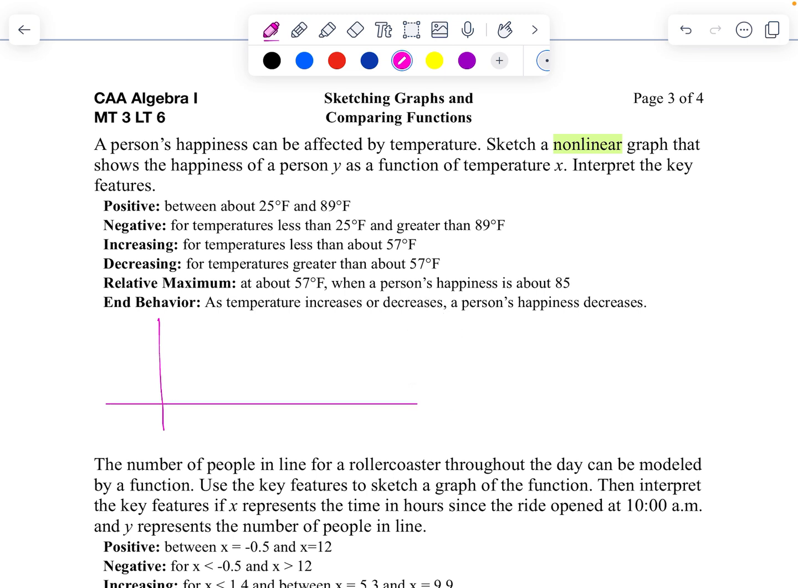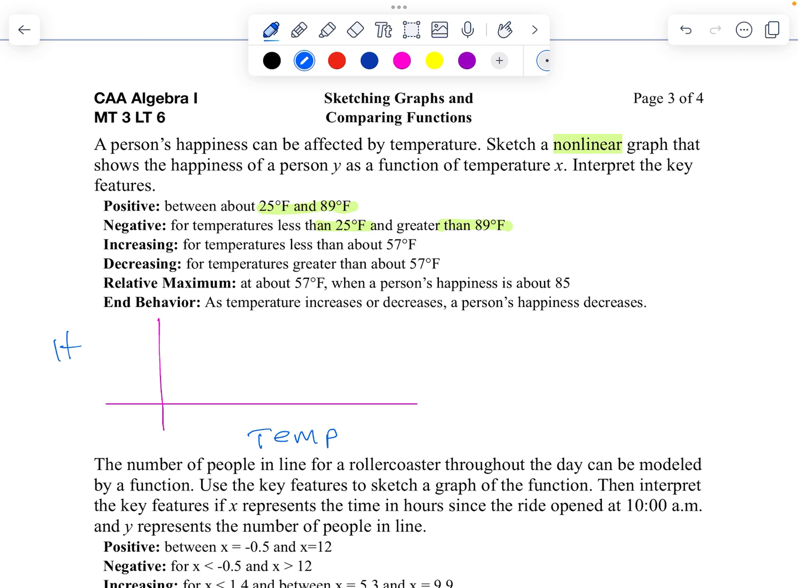And when I look at this, notice the difference when we're going from negative to positive. Less than 25 degrees, greater than 89 degrees. And then between 25 and 89 is when it's positive. In other words, 25 and 89 are my x-intercepts. So I better label my graph here before I forget. So I'm going to put my temperature down here, and I'm going to put my happiness here on the side.